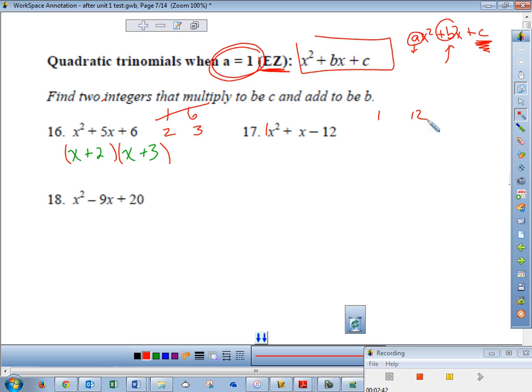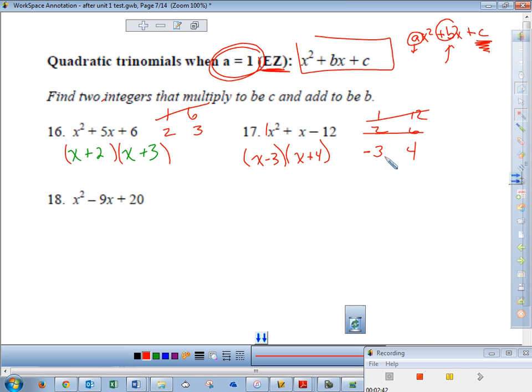So 1 and 12 don't work if one of them was negative. 2 and 6, if one of them was negative, they wouldn't add up to be a 1. A 3 and 4, ha-ha! If this one was negative and that was positive, wouldn't these two numbers multiply together to be a negative 12 and add together to be a positive 1? So we factor it into this. Since the number we found of 3 was negative, we'll put a minus right there, and that's a positive 4, so right there. And again, we cannot solve him due to the fact that it's not an equation.